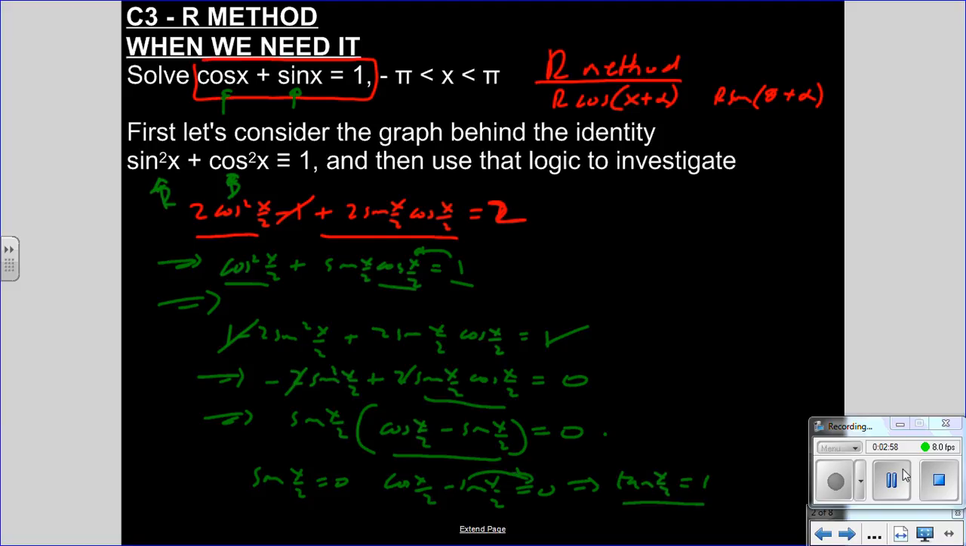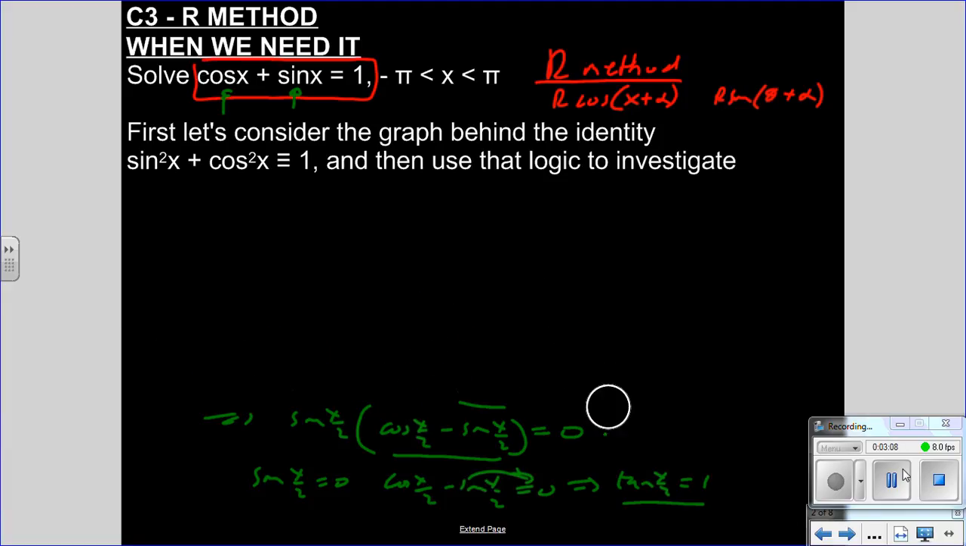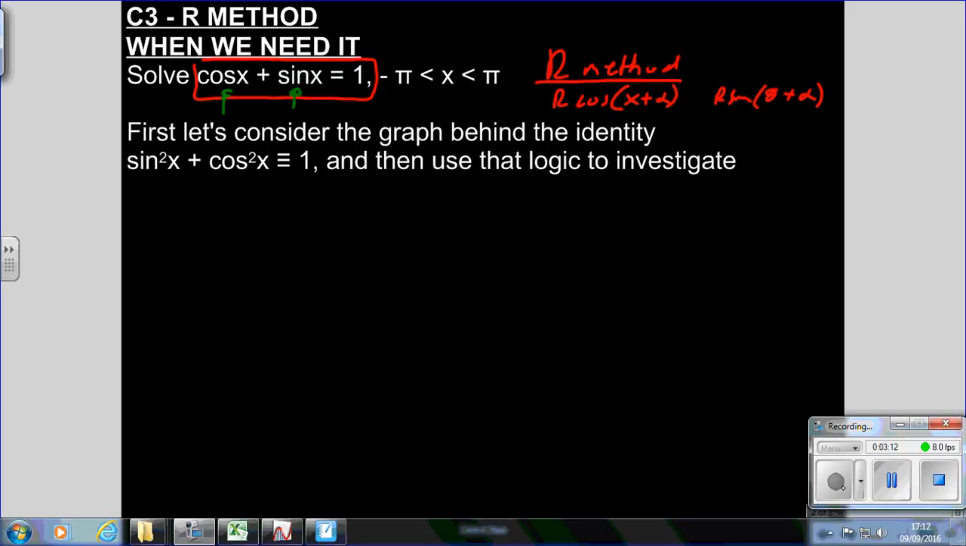But that was horrible, wasn't it? And if you don't know your double angle stuff that well, you're very unlikely to spot that. So this is where the R method comes in. This one can be done using double angles, but it was hard. And there are some situations that you can't do it with.